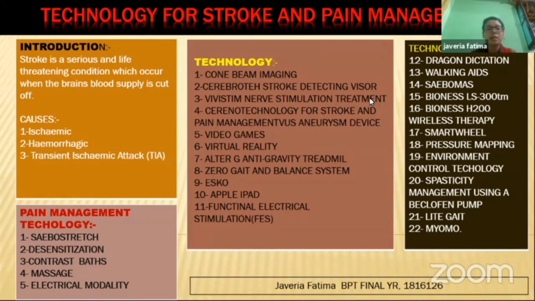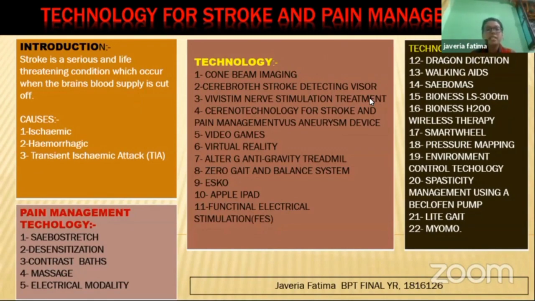First is cone beam imaging. Cone beam imaging is mainly used for detecting whether the stroke is ischemic type or hemorrhagic type. Second is the stroke detecting visor. It is also used for detecting whether it is ischemic or hemorrhagic, but mainly it is used for the large vessels, and it takes very few seconds and involves low energy radio waves for detection purposes.